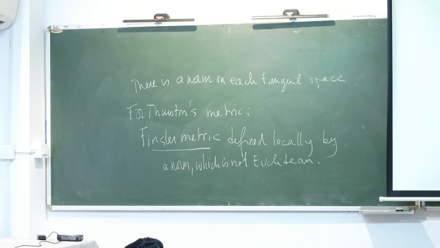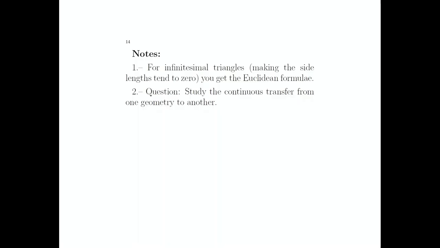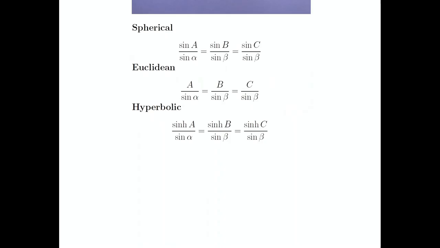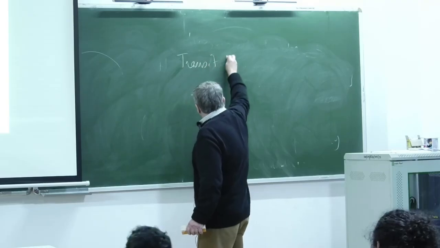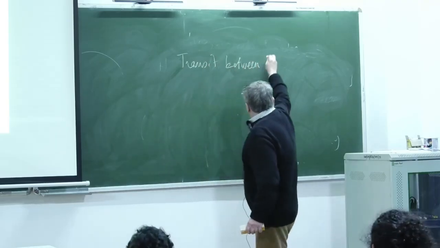Okay, the second remark is a question. So I come back to my formula. There are natural ways, at least a few ways, to transit between the three geometries.